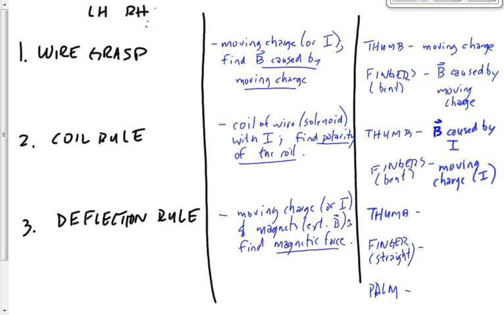My thumb will once again point in the direction of the moving charge, or whatever way the electric current is. My straight fingers will point in the direction of the external magnetic field. That's the magnetic field that was already there. And my palm will point automatically in the direction of the magnetic force.